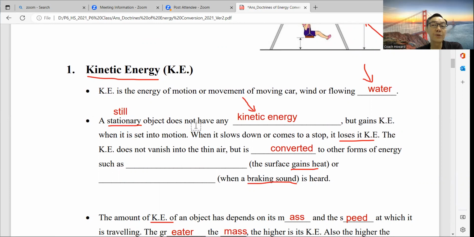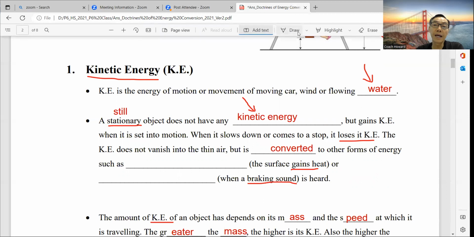So normally I don't use the word still because still usually talks about water being stagnant or still. But for the energy topic, we use this word stationary. Okay? So a stationary object does not have any kinetic energy. However, when you give it energy by pushing it or by exerting a push or pull, it can gain kinetic energy.